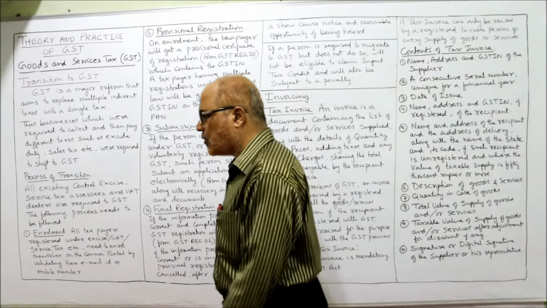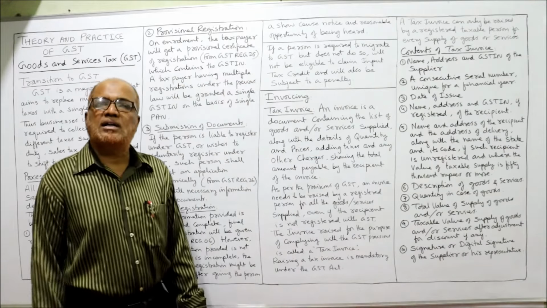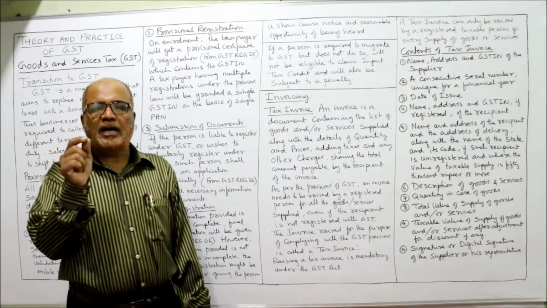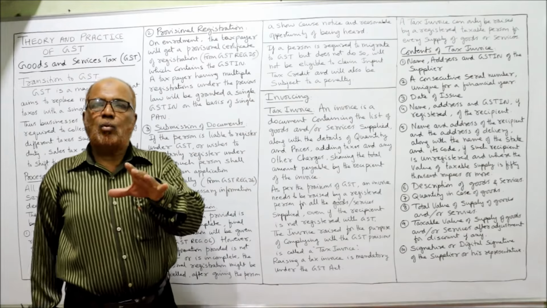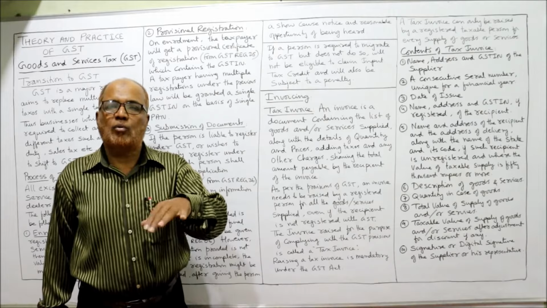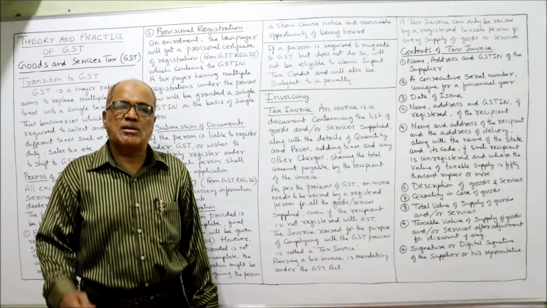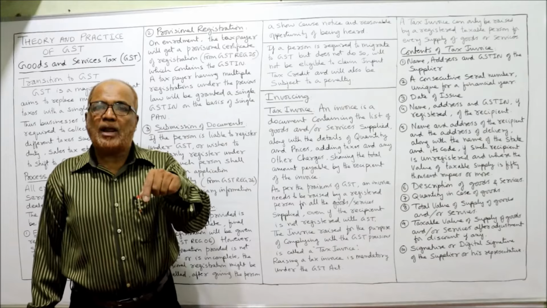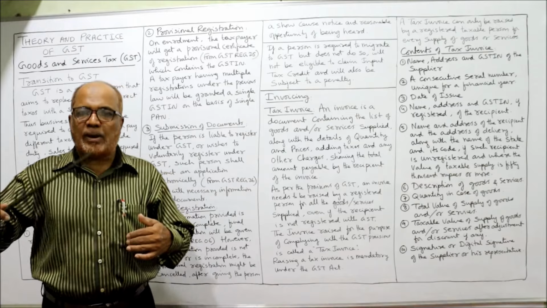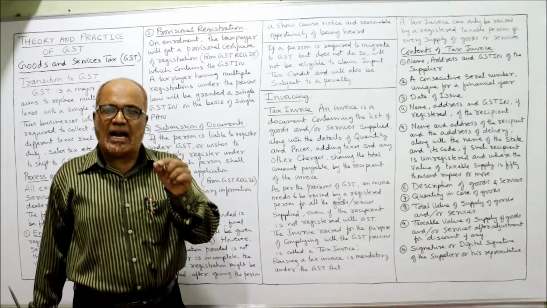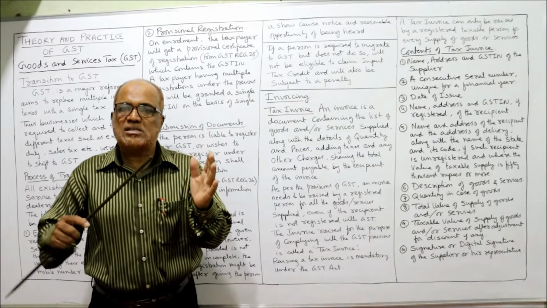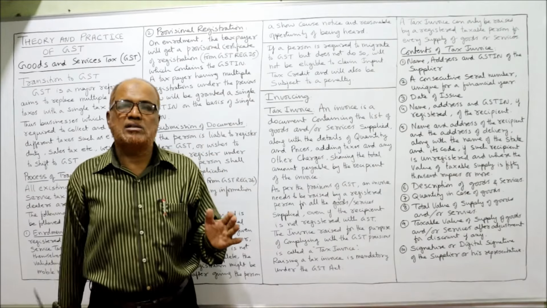This topic is also very important. Invoicing or tax invoice, right? So what do you mean by invoice? First of all, an invoice is a document which is issued by the supplier of goods or services to the recipient on the supply of goods and or services. When the supplier is supplying the goods or services, at that time an invoice, a document, should be raised by the supplier and given to the recipient.